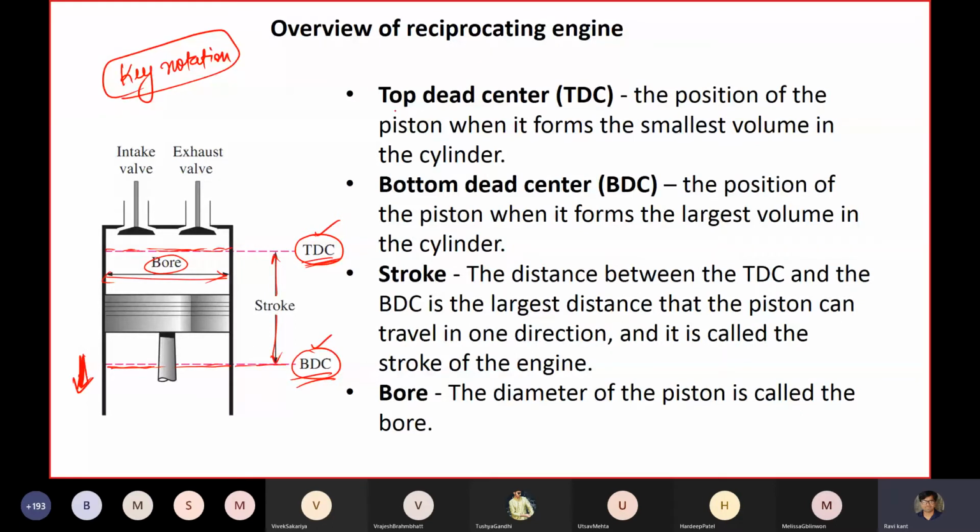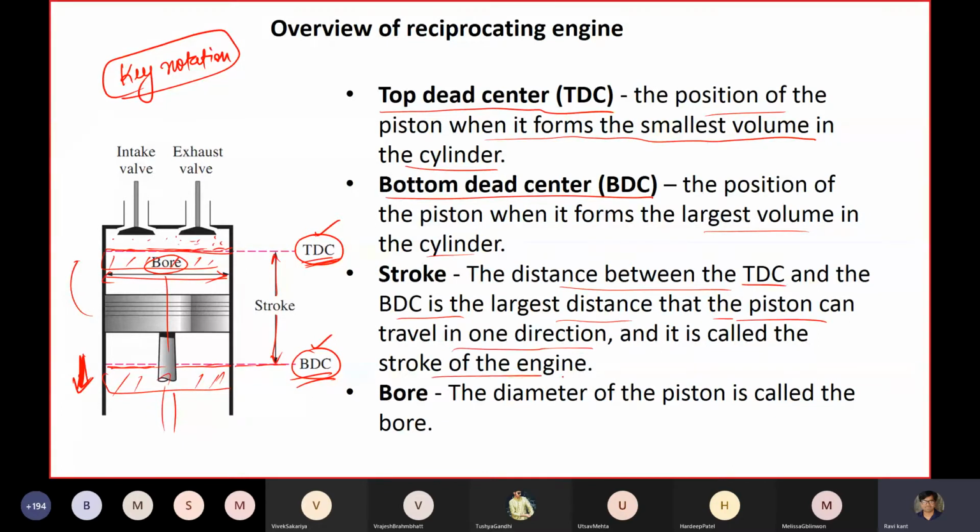So we have certain notations such as top dead center, the position of the piston when it forms the smallest volume in the cylinder. Obviously, when the piston is over here, you have the least volume. At bottom dead center, you will have the highest volume, the largest volume. The stroke is the distance between TDC and BDC, and the largest distance that a piston can travel in one direction is called the stroke of the engine.